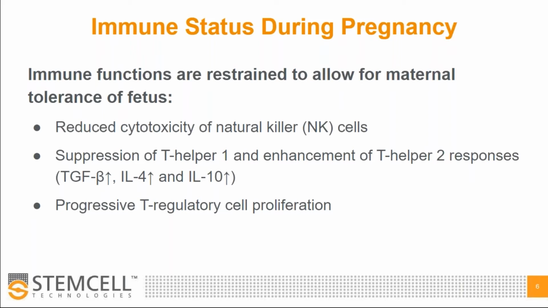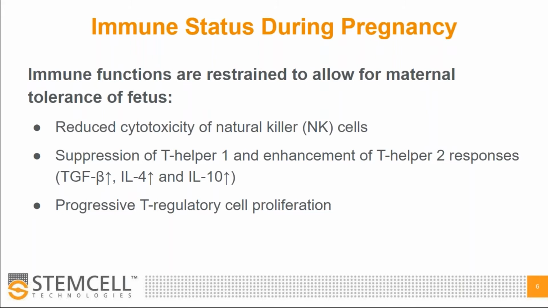And this is characterized by, for example, the reduced cytotoxicity of natural killer cells. And importantly, there is also a change in the balance of T helper cell responses. In pregnancy, there is an enhancement of Th2 responses and a suppression of Th1 responses. And this leads to an enhancement of antibody-mediated immunity and a suppression of cell-mediated immunity.